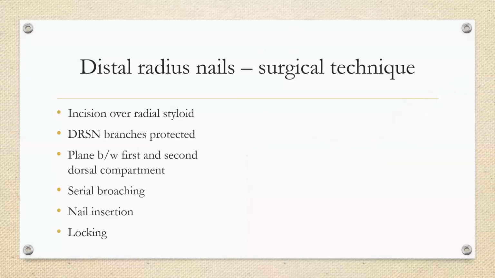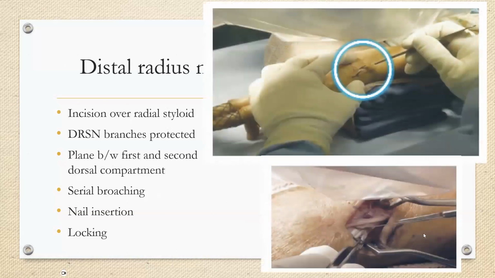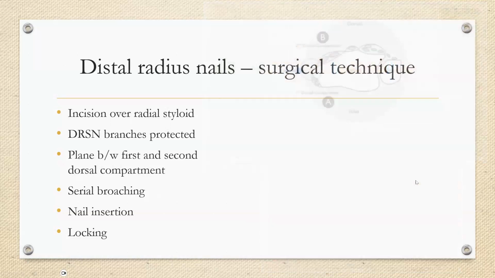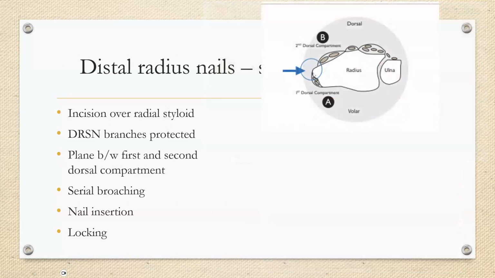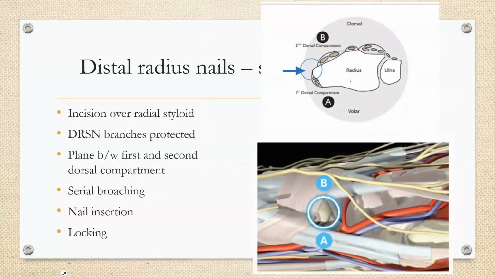So just quickly about how to go about distal radius nailing. The incision is placed over the radial styloid, and deep dissection is done to look for and isolate the sensory branch of the radial nerve. Once that is done, the plane is developed between the first and the second extensor compartments. Then similar steps to nailing are done: broaching is done, the nail is inserted, and then it is locked.